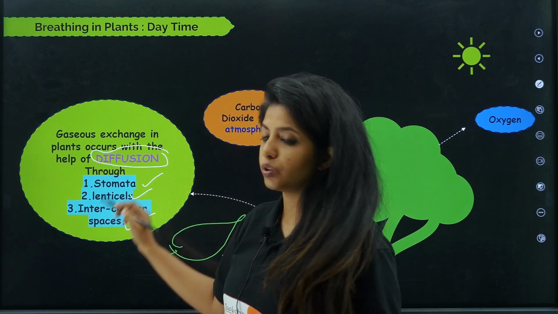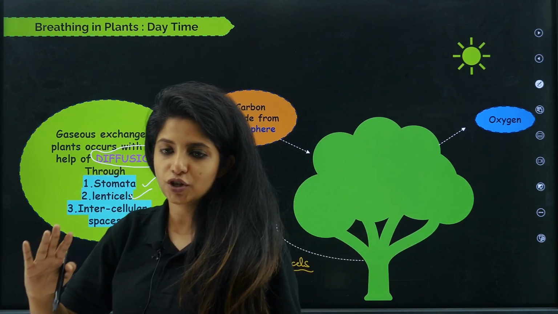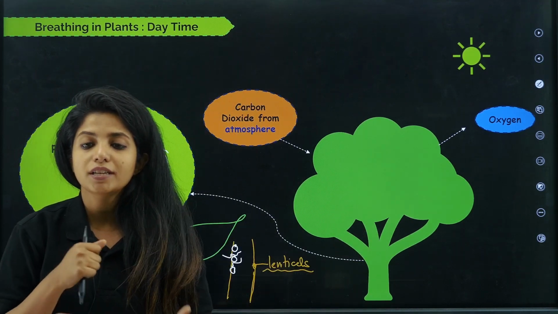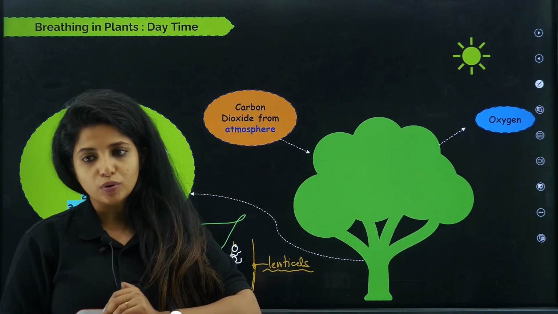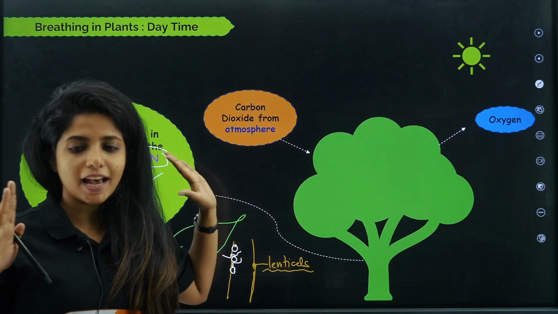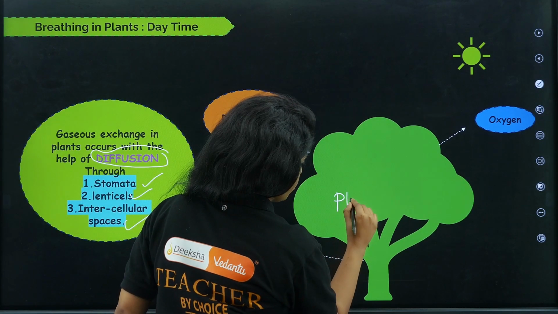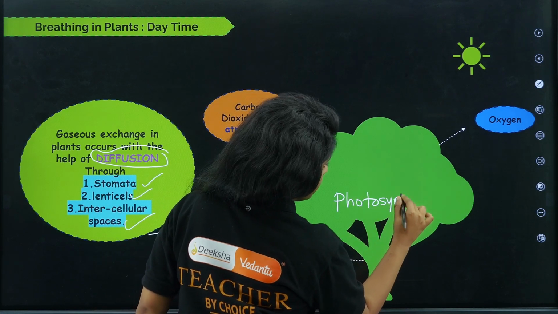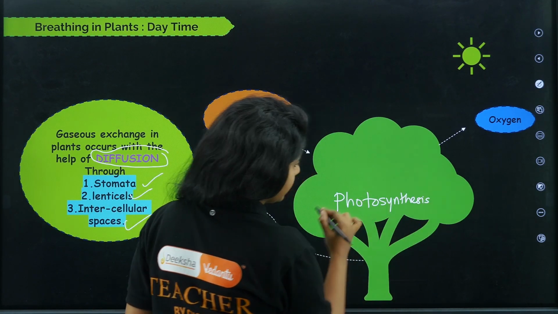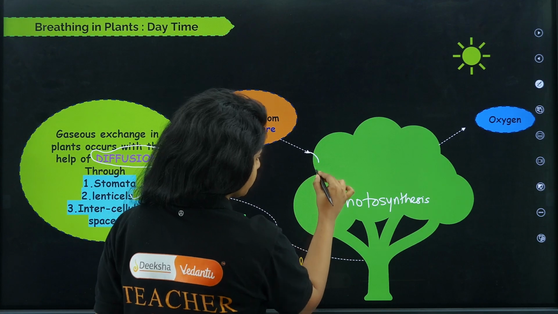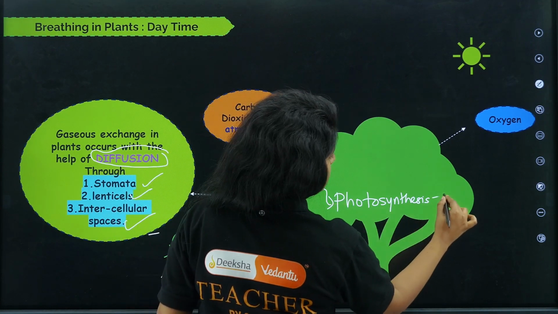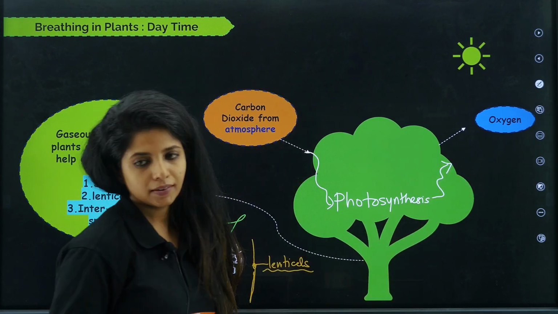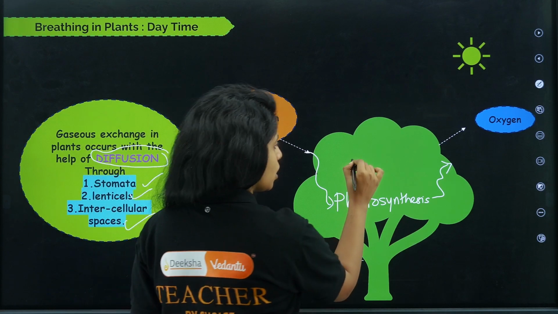Things move from a region of higher concentration to a lower concentration. So now in daytime, what is going to happen? In daytime, the sun is right there, so photosynthesis has to take place. So it is visible or not? Yes, it is visible. So photosynthesis takes place where carbon dioxide is taken from the atmosphere and oxygen is given out. Agree? Now respiration is also happening over here.